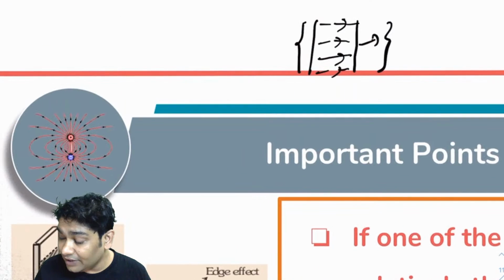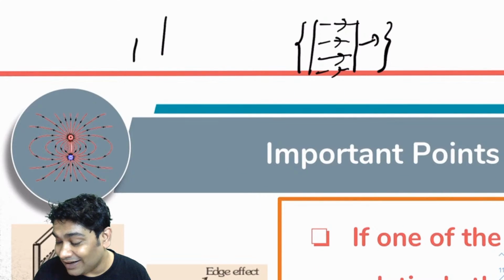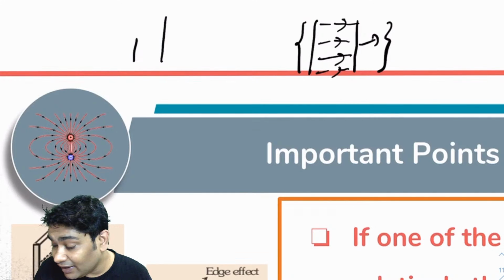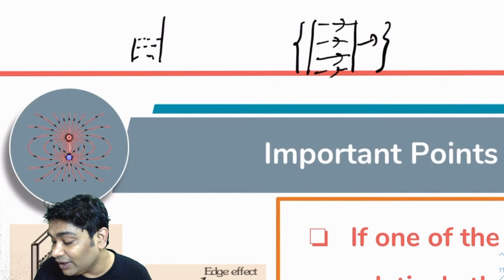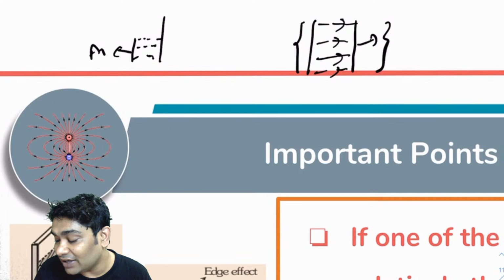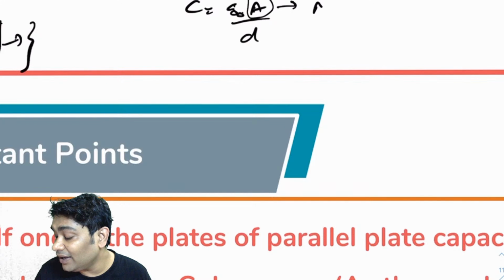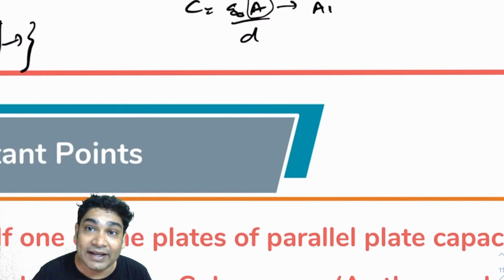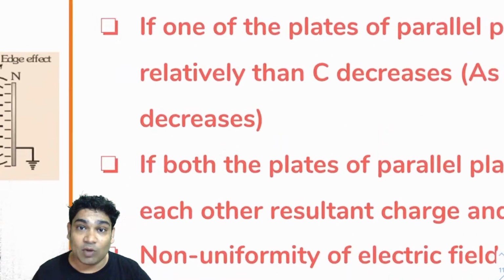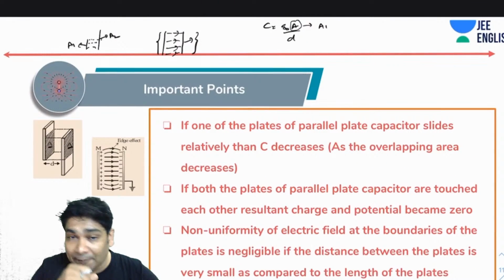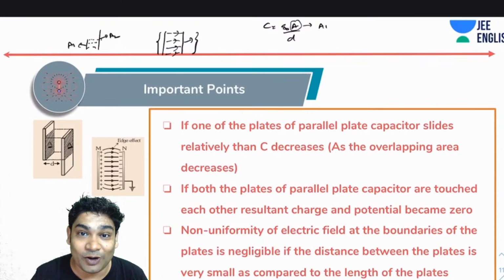All right. So even if you had one plate like this and another plate like this, then the area would be taken like this only. Only this area would be considered. So if this was area 1 and this was area 2, in such a case, here in your formula, this would be A1. Okay, you will only take A1 here. So these are some important points that I wanted to tell you in case you have some variation of configuration.